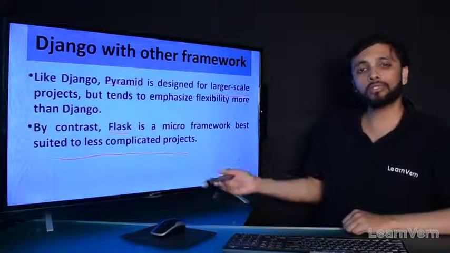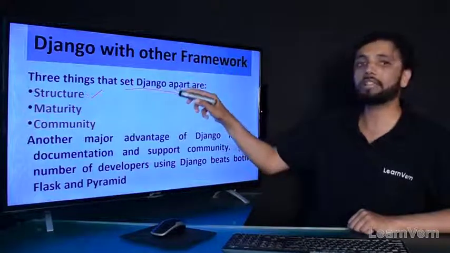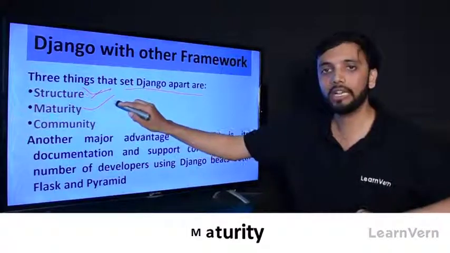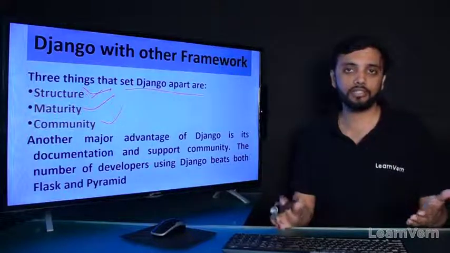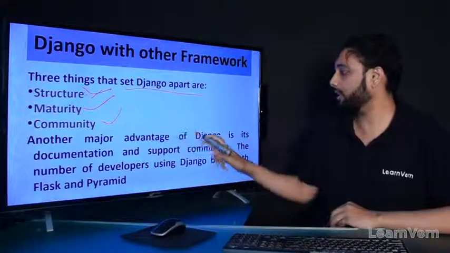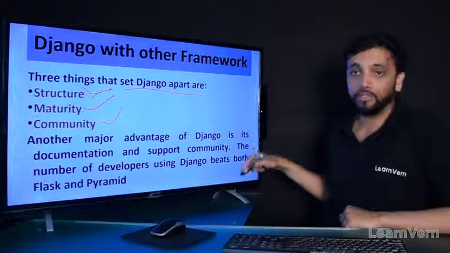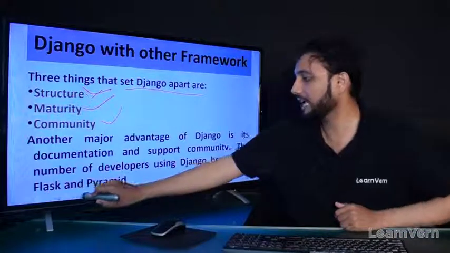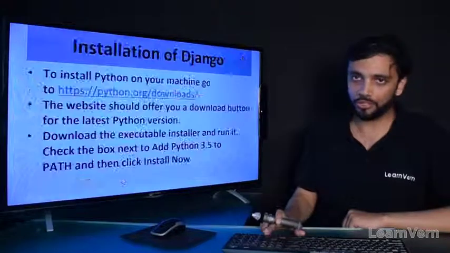So, why use Django? Just have a look. Three things set Django apart. First, structure. Second, maturity. And third, community. Django has a unique structure, maturity and a wide community. Another major advantage of Django is its documentation and support community. The number of developers using Django beats both Flask and Pyramid. This is why Django should be used.